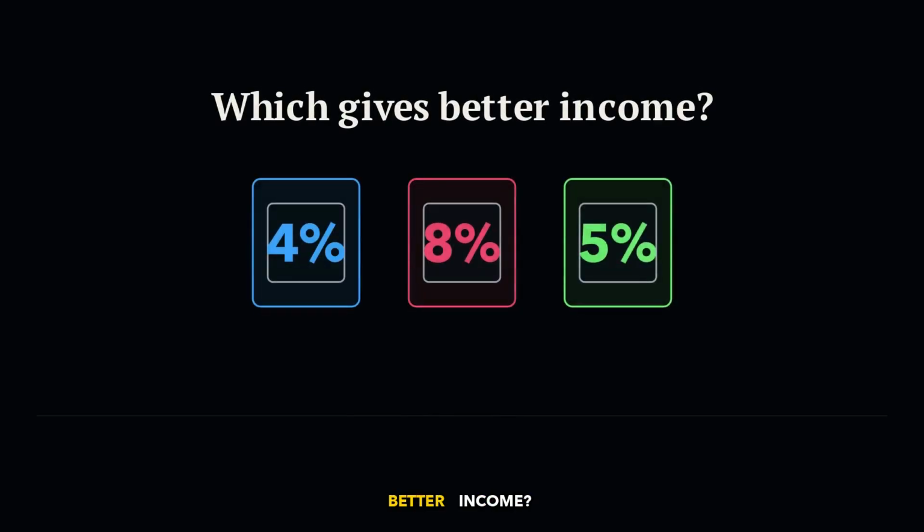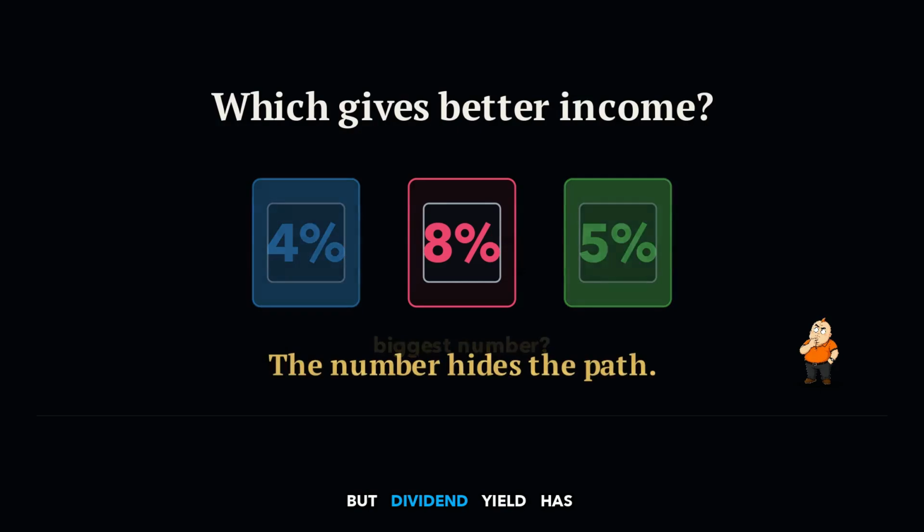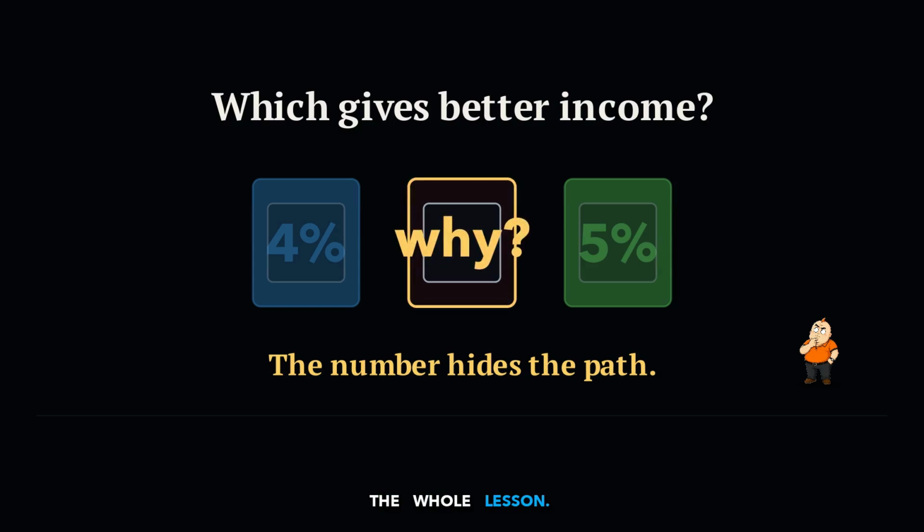Which stock gives you better income? This one with a 4% dividend yield, this one with an 8% dividend yield, or this one with a 5% yield? Most beginners want to point at the biggest number. 8% sounds better than 4%, but dividend yield has a trap. The yield number does not tell you why it is high, and that why is the whole lesson.